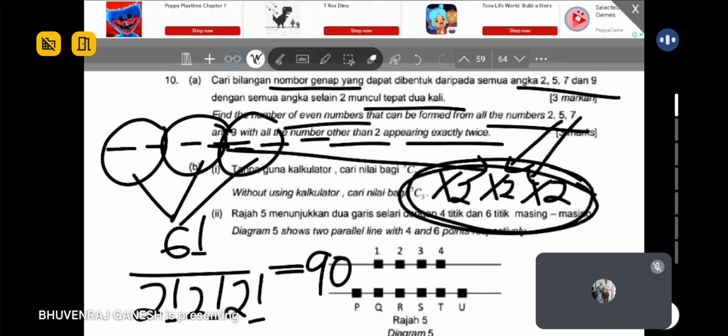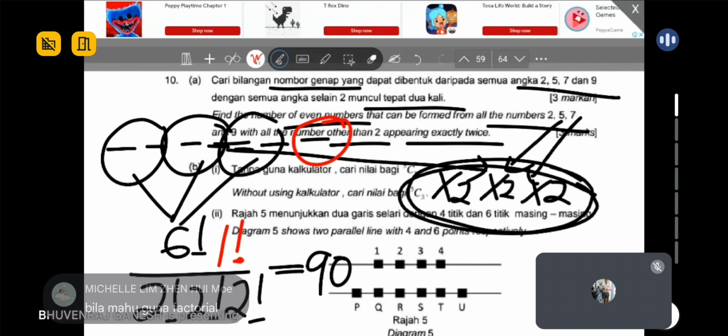Okay, one more thing, right? Digit yang terakhir ni, kamu kena letak juga 1 factorial. This one. So you can write 1 factorial. Walaupun nilai dia sama, tapi ia adalah sebahagian daripada jalan kira. Okay, it is part of your working step.